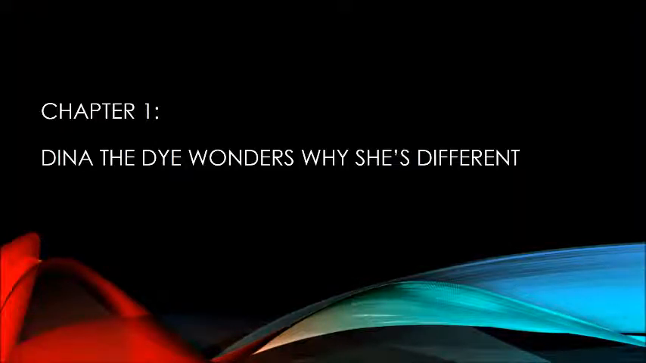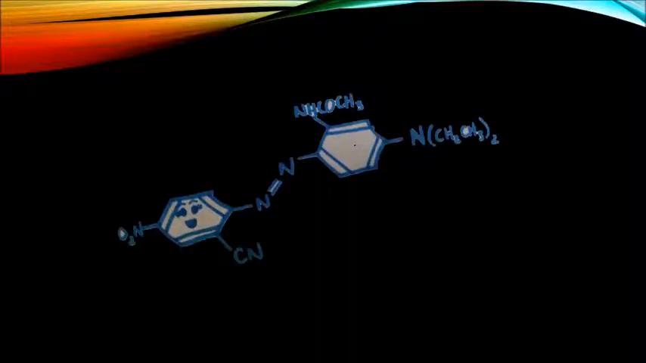Chapter 1. Dina the dye wonders why she's different. Hello there! I'm Dina the organic dye. As you can see, I'm not like most organic molecules, which are usually white or clear. I'm different. I just wish I knew why I was so different. Oh, Dina, being different isn't so bad. Who is that? Well, I'm the narrator, of course.